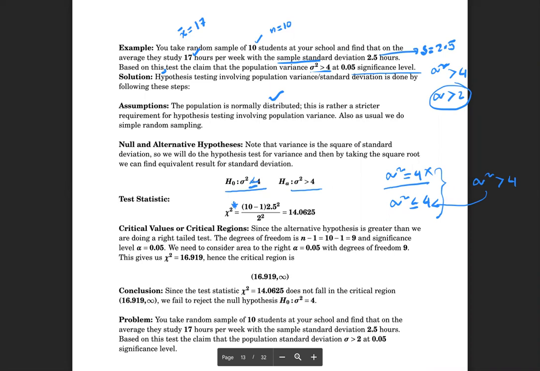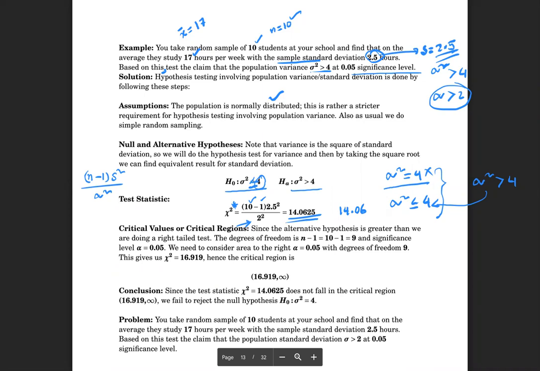n minus 1 times s square divided by sigma square. So sigma square is 2 square or 4, right? Which is at the bottom. N is the sample size, which is 10, minus 1. That comes from the formula, times s square. s is 2.5 as we found in the problem. So 2.5 squared. If you simplify all of this, you get about 14.06. Chi-square star, or test statistic, is 14.06.